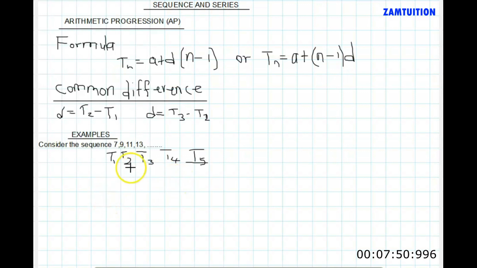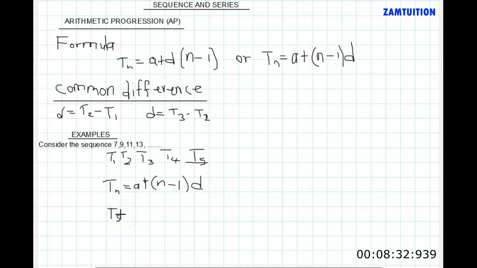So for us to find the fifth term, what are we going to do? We are going to use the formula. The nth term, which is the fifth term, is equal to a, the first term, plus open bracket n minus 1 close bracket, and then the common difference. That is the formula that is used. Where there is n, I've replaced it with fifth.